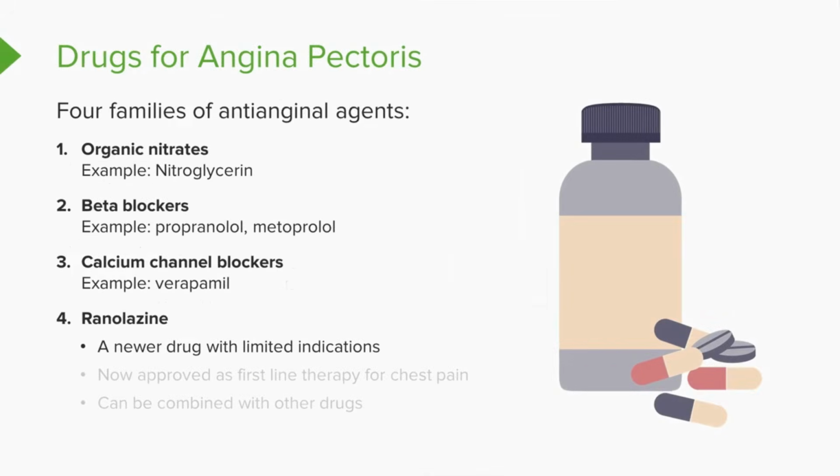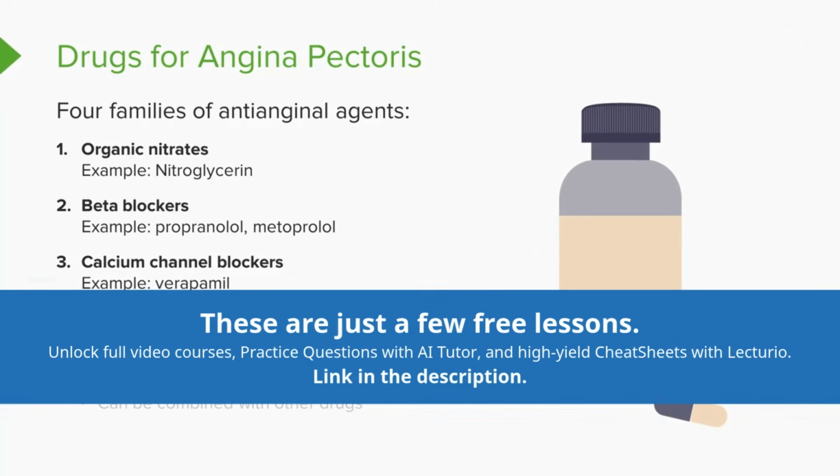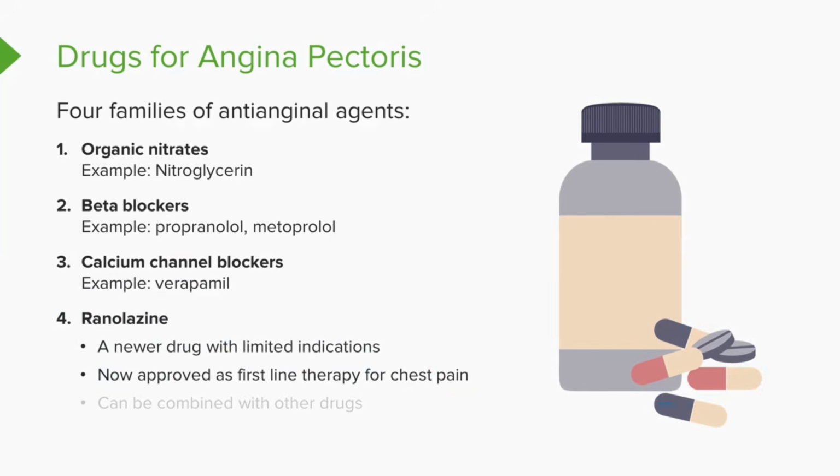Ranolazine. This is a new drug and it's got some limited indications, but when it's used appropriately, it can be quite helpful. It's now approved as a first-line therapy for chest pain. So it's moving up in the ranks. We usually combine it with other drugs. So there you have it.